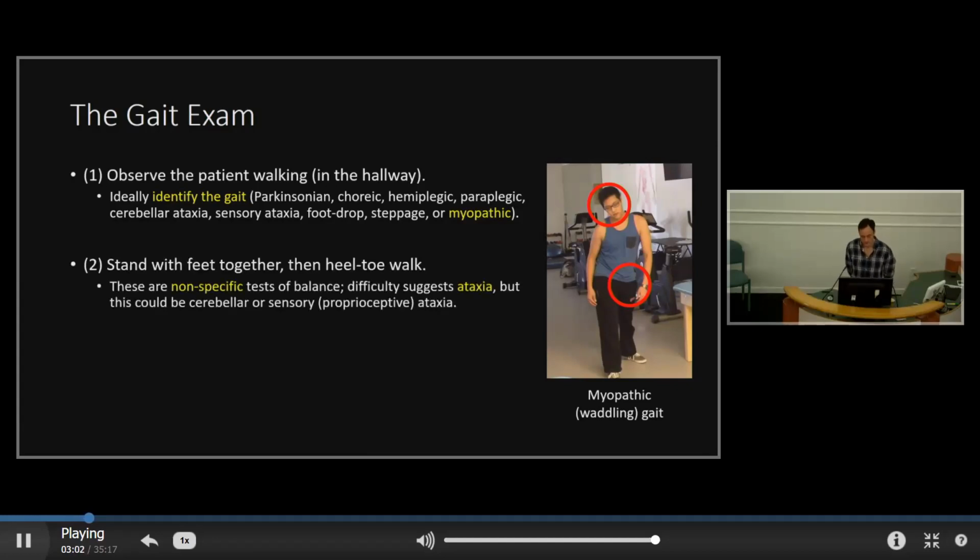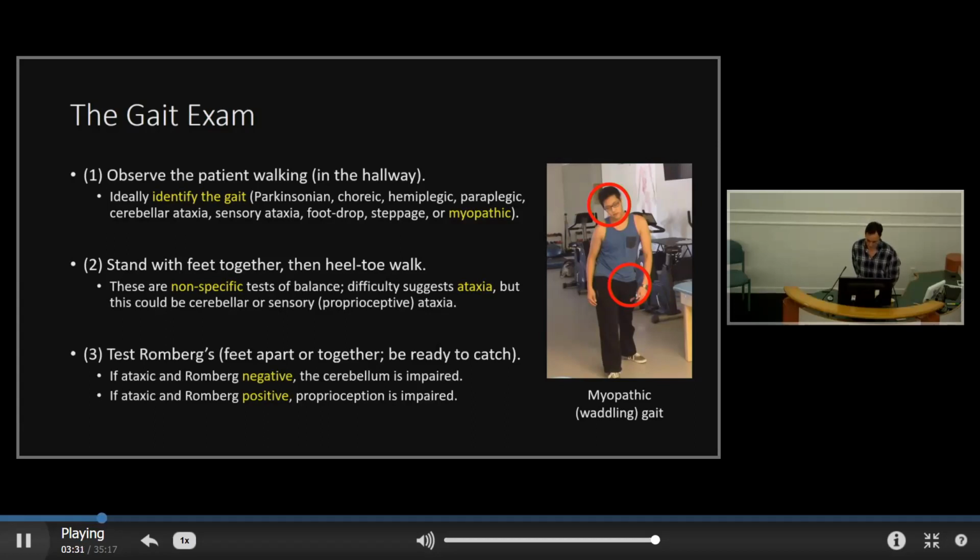Step 2, always stand the patient with the feet together and then do a heel-toe walk, and this is a non-specific test of balance, so if it's abnormal, it suggests ataxia. Whether the ataxia is sensory or cerebellar, it doesn't tell you that. So it just tells you this person is ataxic. Why do this step if you have a myopathic gait? Just because in an examination setting you want to be complete and do all the steps. But it may not help you much in a myopathic gait because it's not actually a test for myopathy.